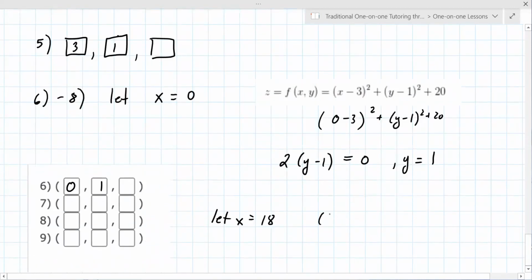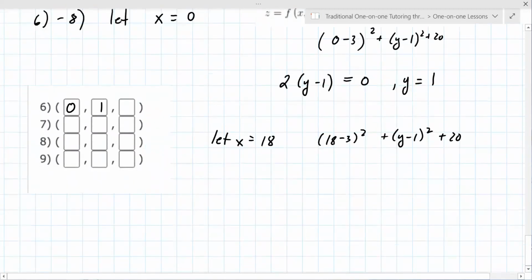Then it becomes 18 minus 3 squared plus y minus 1 squared plus 20, and you take a derivative of this. Again, the derivative of the constant is 0, so it's 2 times y minus 1 equals 0. Y is 1, so it's 18, 1. That's probably the last one. We'll get to that. So then you let y equal 0, because you've got to check all 4 boundaries.